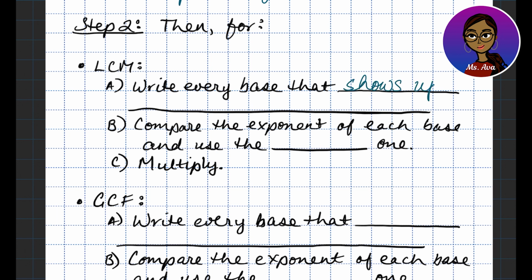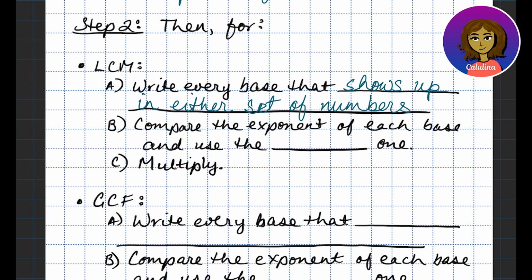Shows up in either set of numbers. So every base that shows up in either set of numbers, and then compare the exponent of each base and use the blank one. Which one do we use for the LCM? You use the bigger exponent for the LCM, right? Yes, that is correct, the bigger one. And then we just multiplied that out.